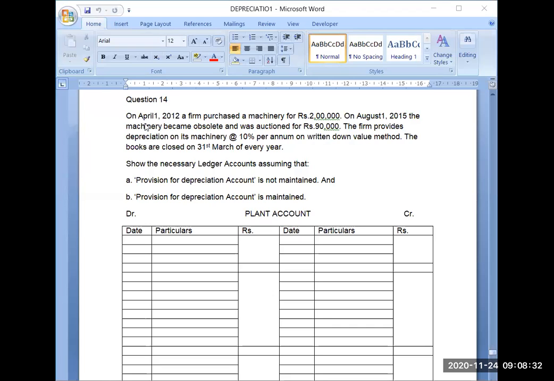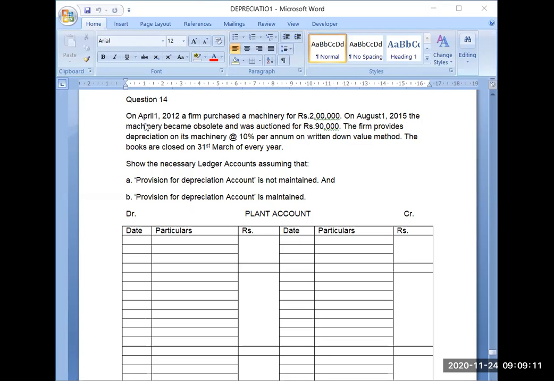On April 1, 2012, a firm purchased a machinery for rupees 2 lakh. On August 2015, the machinery became obsolete and was auctioned for rupees 90,000. The firm provides depreciation on its machinery at the rate of 10% per annum on written down value method. The books are closed on 31st March of every year. Show the necessary ledger accounts, assuming that provision for depreciation account is not maintained.